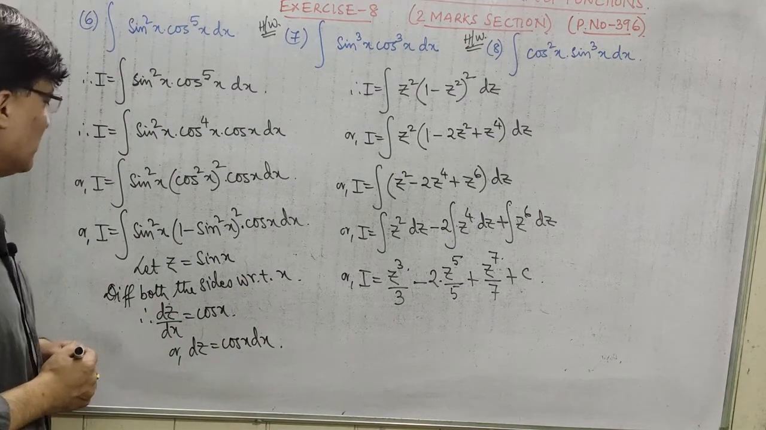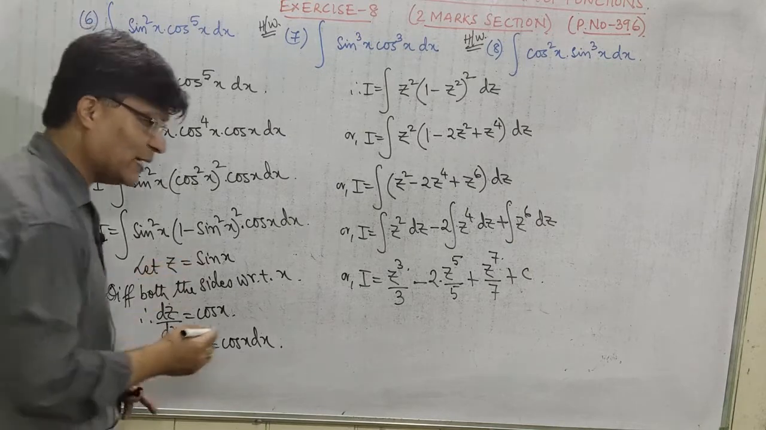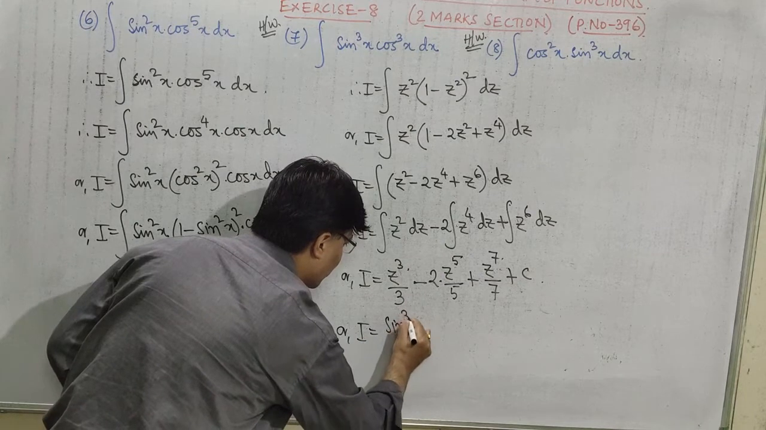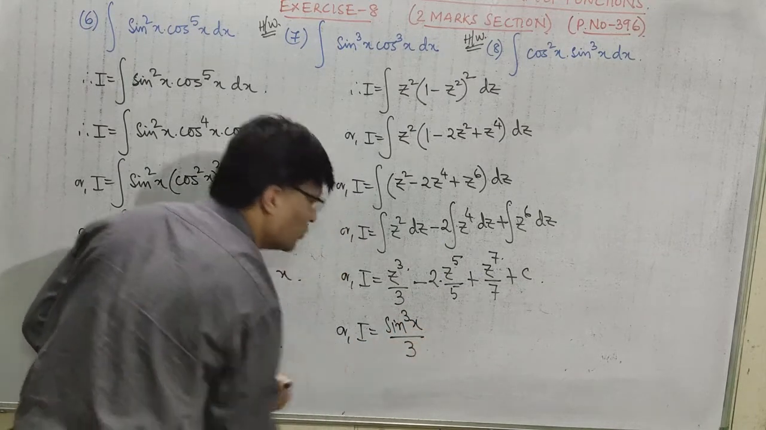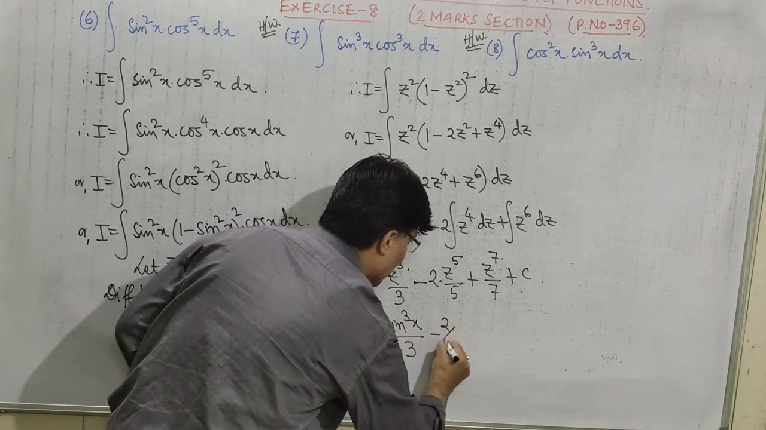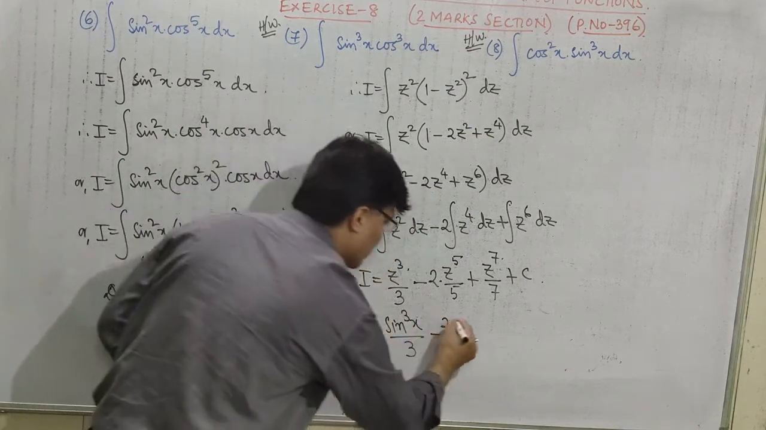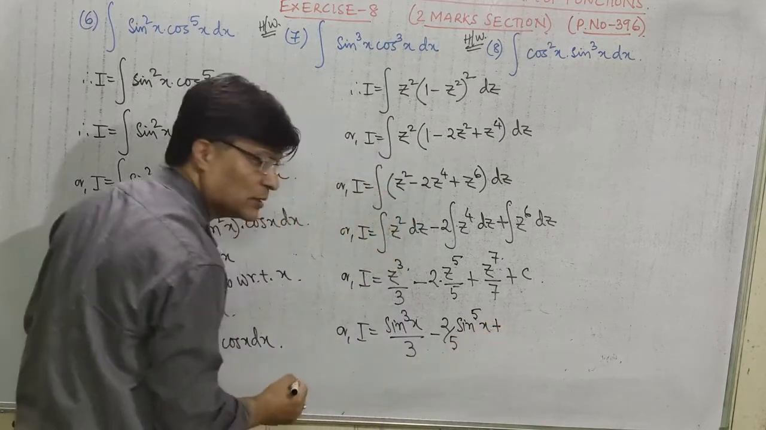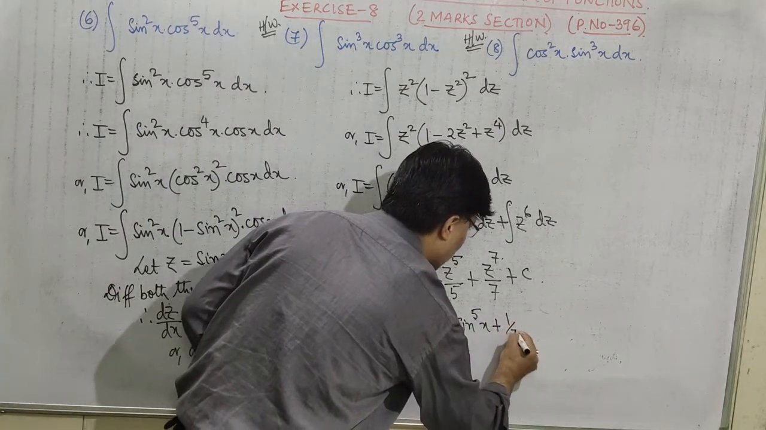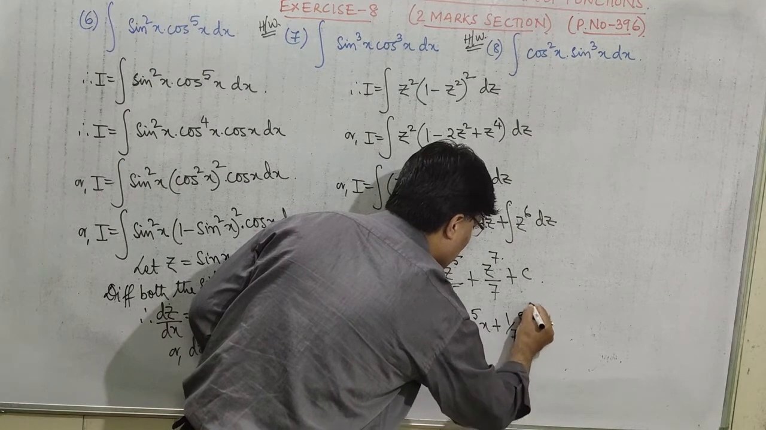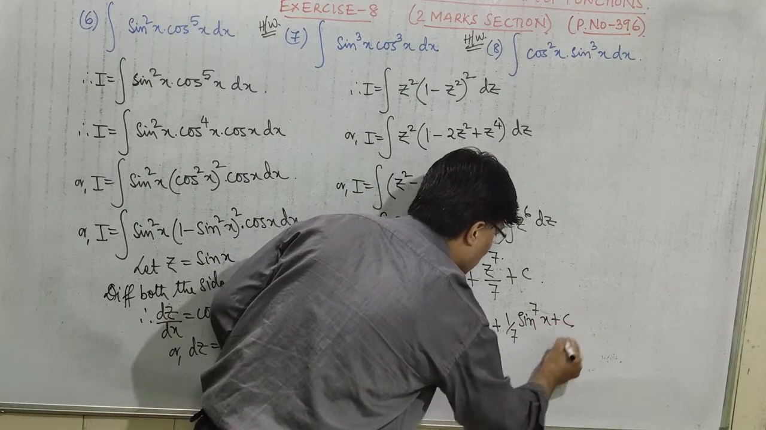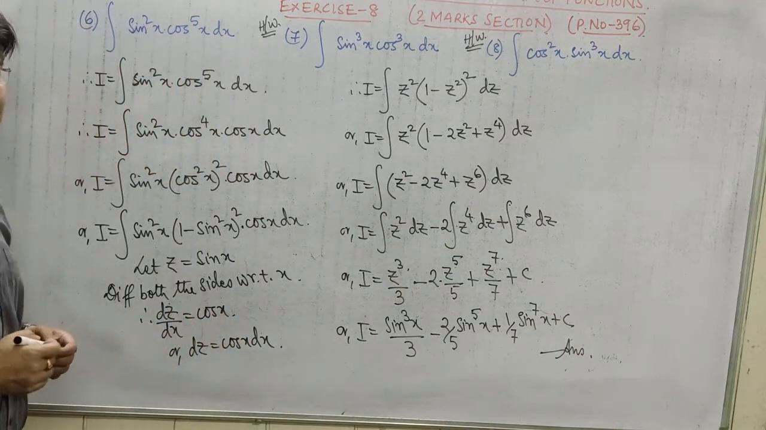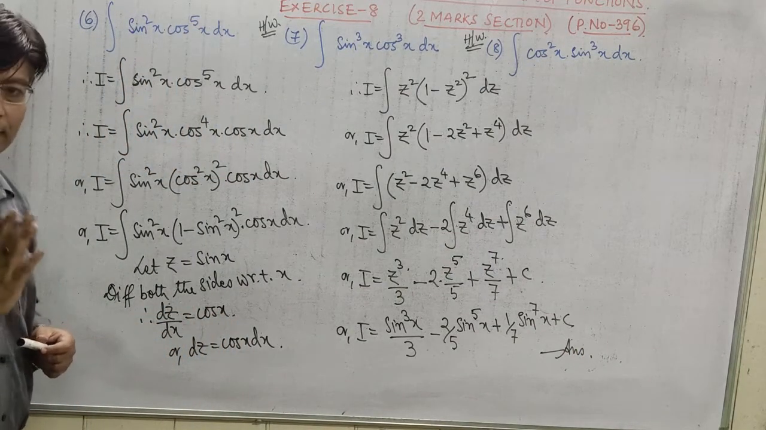So now we can put the value for z. What is the value for z here? It is sin x. So I is equal to, what is z cube? sin cube x by 3 minus 2 by 5. What is z to the power 5 here? It is sin to the power 5x plus 1 upon 7. What is z to the power 7? sin to the power 7x plus c. So this is the final answer. So I hope you have understood it.